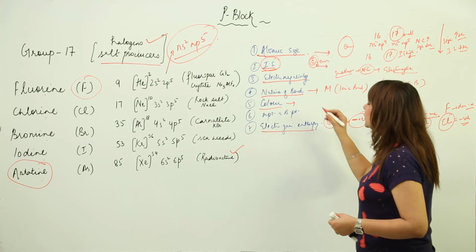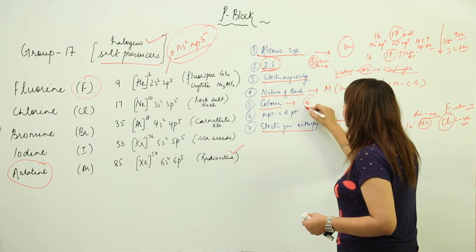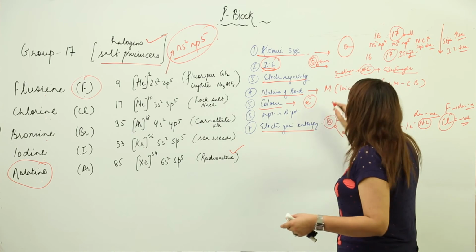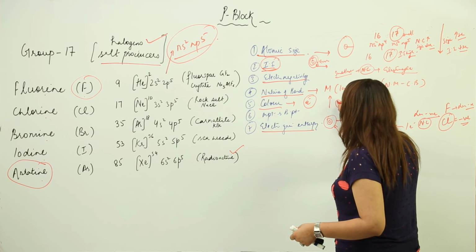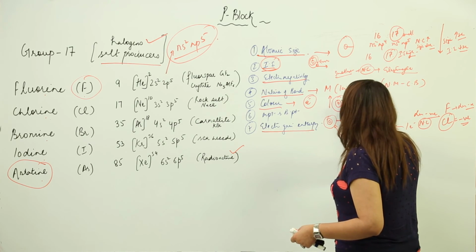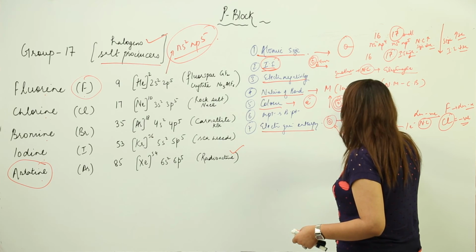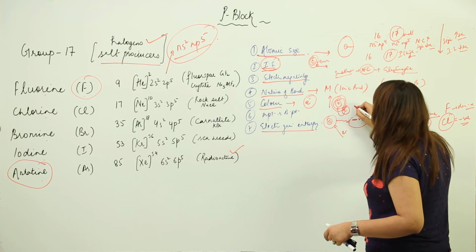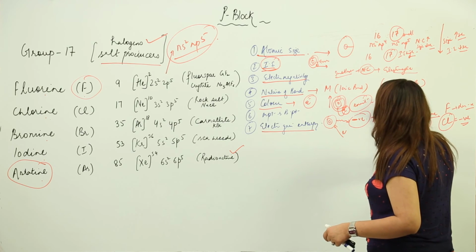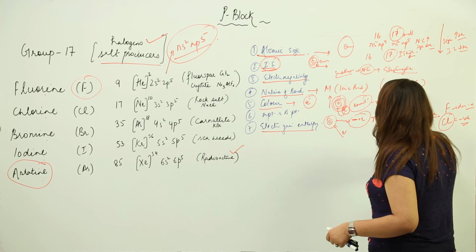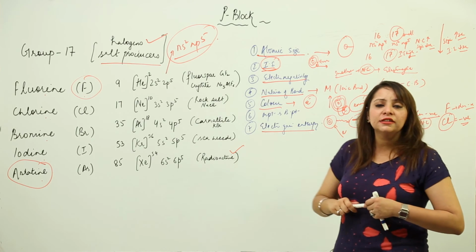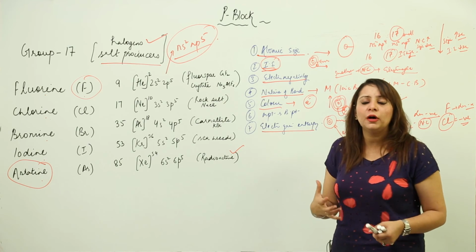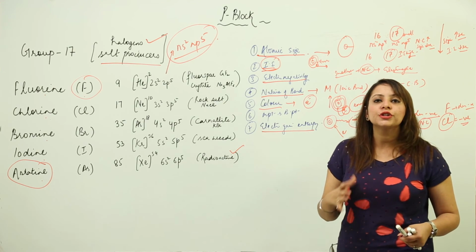The reason being, when you supply energy, their electrons in the vapor state particularly get excited to the higher energy level. Suppose this is the ground state. They get excited to the higher energy level, remain there for a certain time, and when they return, they emit the energy which falls in the visible region. But as they are smaller in size, the energy which we supply from outside to cause the excitation is quite high.